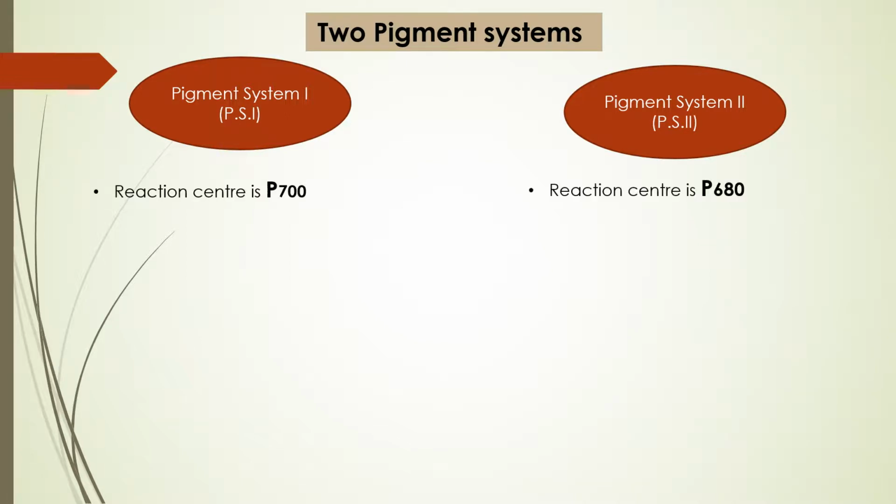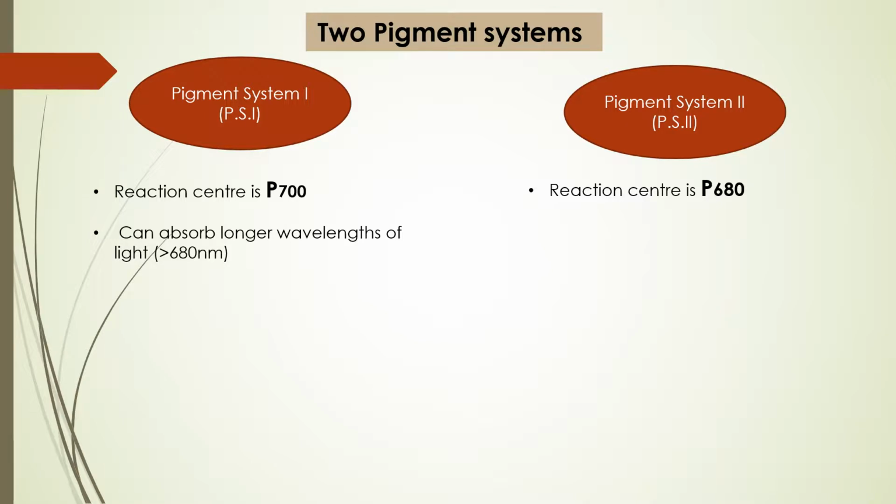The main difference between pigment system 1 and pigment system 2 is in the reaction center. What is a reaction center? Reaction center is nothing but a specialized chlorophyll A molecule with an absorption maximum. In pigment system 1, the reaction center is P700. That means P700 is a chlorophyll A molecule with absorption maximum around 700 nanometer. But in pigment system 2, the reaction center is P680, that is a chlorophyll A molecule which possesses an absorption maximum around 680 nanometer.